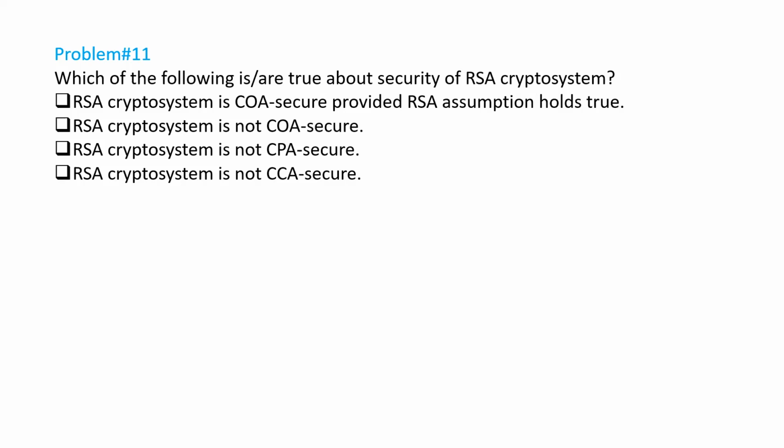First statement is RSA crypto system is COA secure provided RSA assumption holds true. Then it says RSA crypto system is not COA secure. RSA crypto system is not CPA secure and RSA crypto system is not CCA secure.